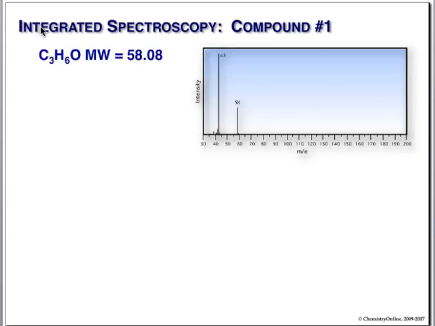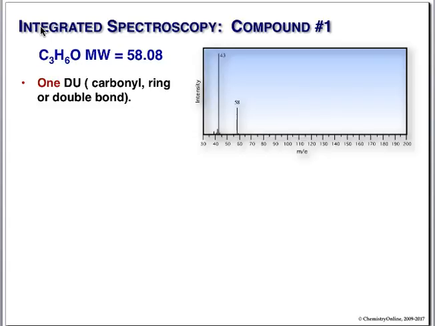Molecular weight of 58, 3 carbons, 6 hydrogens. That's 1 degree of unsaturation. So we have a carbonyl, most likely we have an oxygen, could be an OH group, however, and a ring. We need something: ring, carbonyl, whatever, double bond. We have a molecular ion here at 58, and we have a base peak at 43.